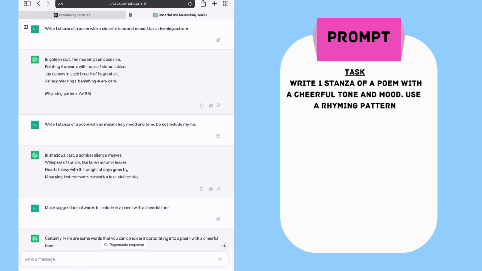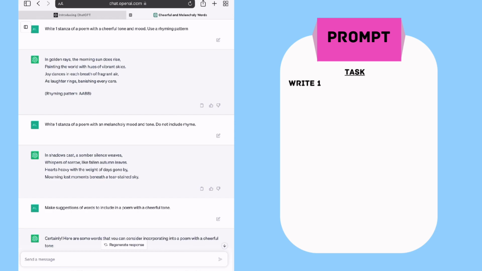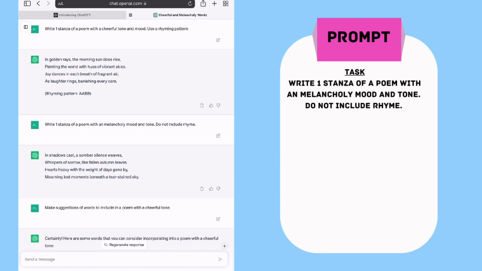The students could then write a second or third stanza trying to keep the same tone or mood and trying to keep the rhyming pattern. I tried another one, write one stanza of a poem with a melancholy mood and tone and do not include a rhyme. I'm not sure about you, but sometimes when my students try and include rhyme, bed and red and quite simplistic words end up being included. So sometimes I find leaving out rhyme will help them to make something a little bit more complex and thorough.